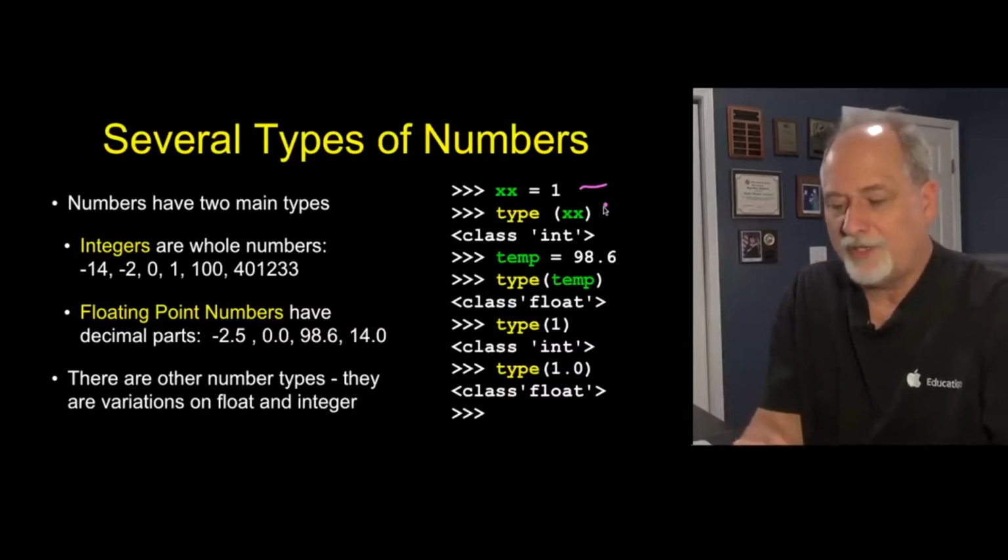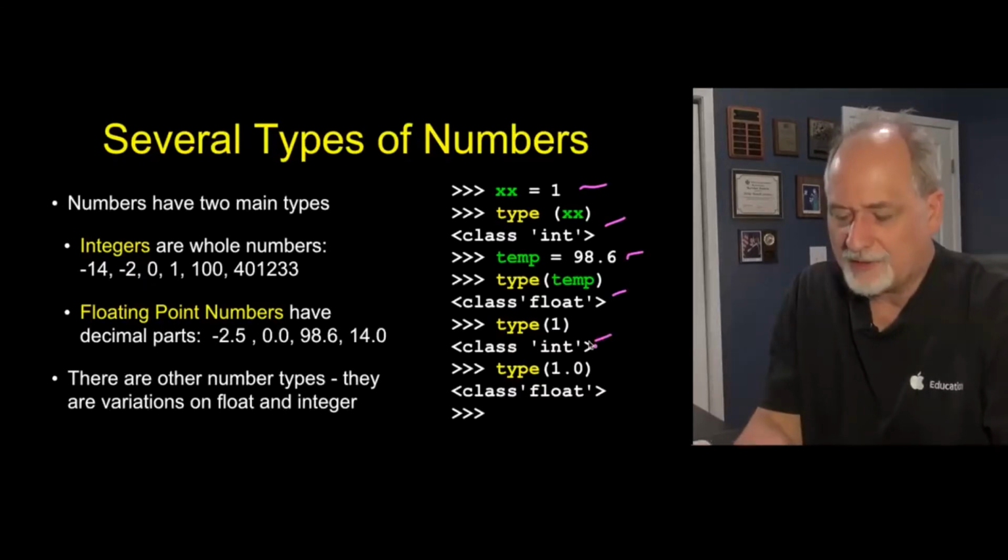Like 1 with no decimal, that's an integer number. 98.6 with a decimal, that's a floating point number. And so, constants can be both integer and floating point.